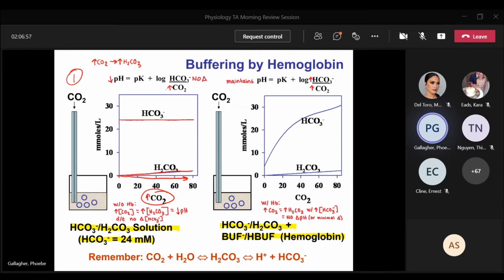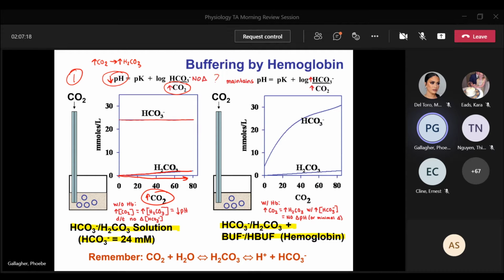So when you plug that relationship into the Henderson-Hasselbalch equation, you increase CO2, you're going to lead to a decrease in pH. So that tells you right away that this bicarbonate buffer by itself is not super efficient because you will see a change in pH, and we want to minimize change as much as possible.